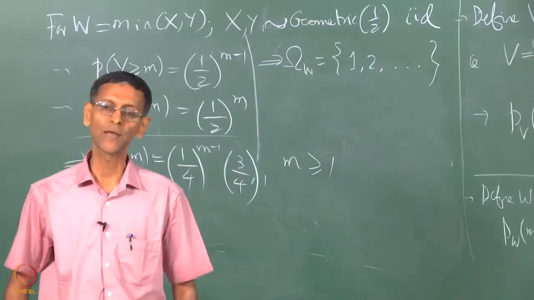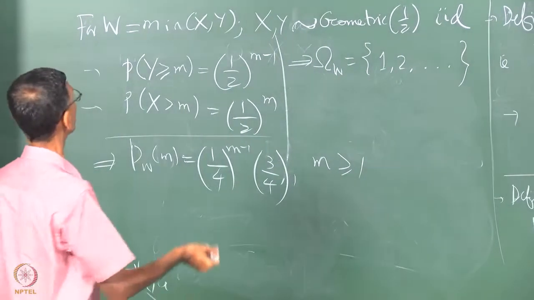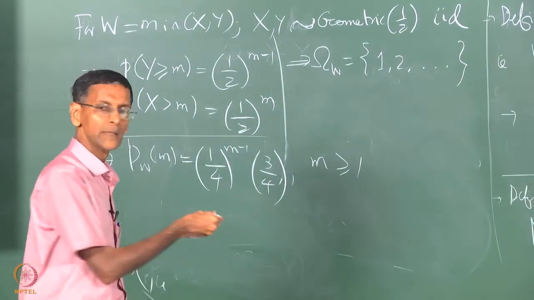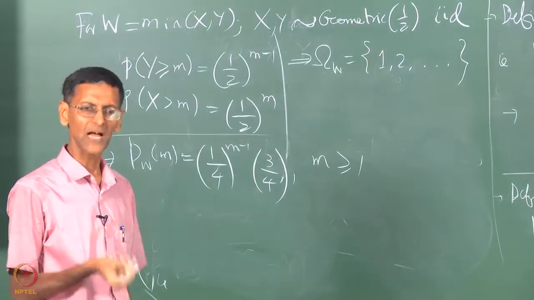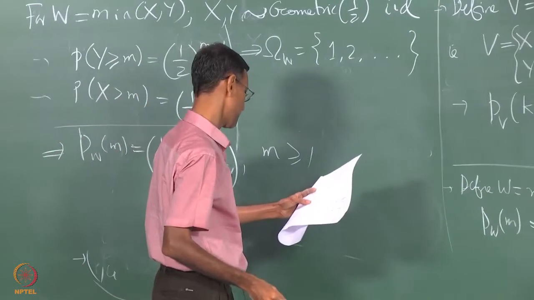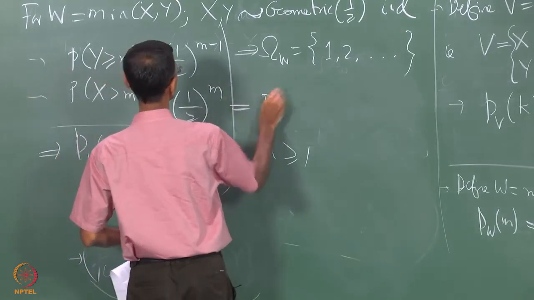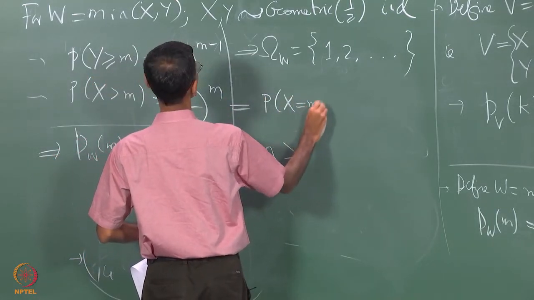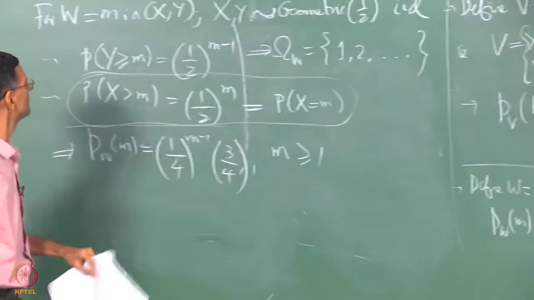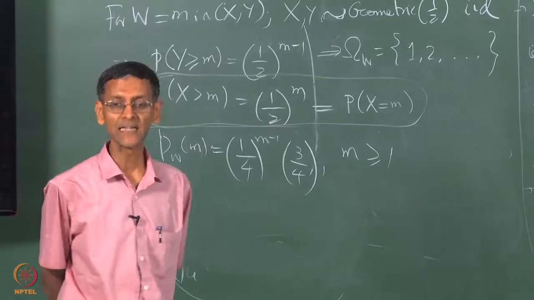So remember, P(X equal to m) is what? For the geometric case with success parameter half, what will be P(X equal to m)? It will be half power m minus 1 into half. So just half power m. Sorry, let me, right, that's true. So this is equal to the probability that X equals m. Interestingly, for the half case, X equal to m and X greater than m have the same probability.